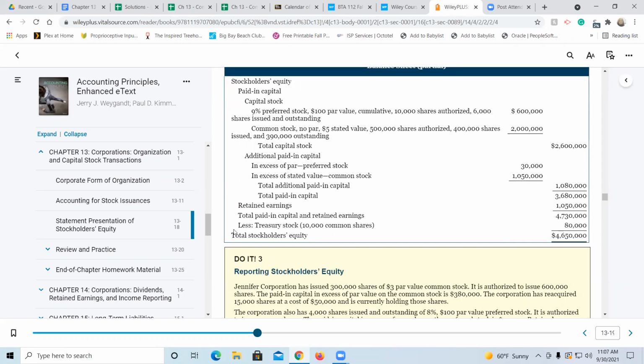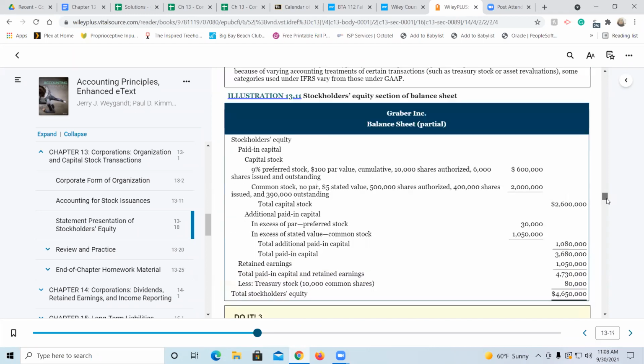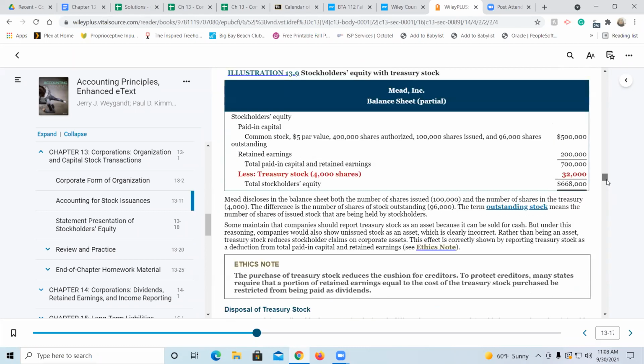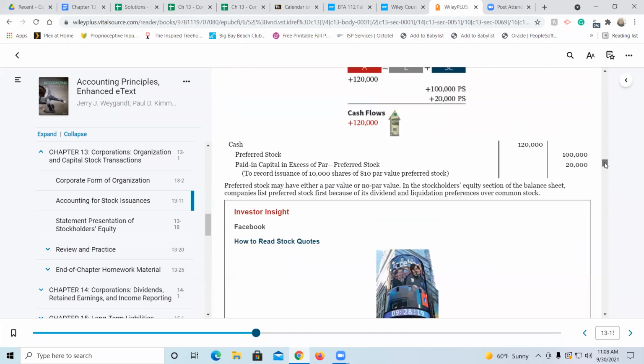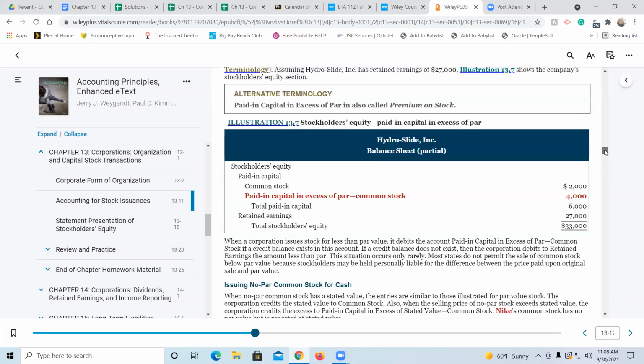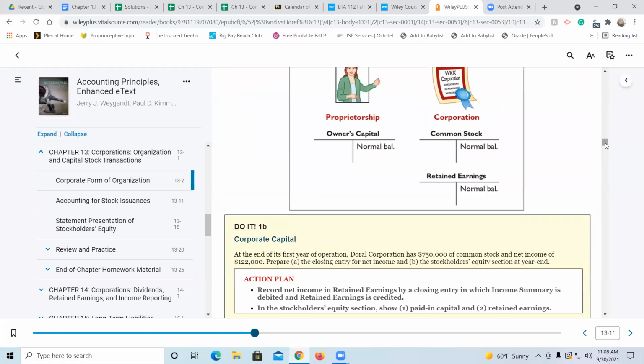So you don't know yet what this means, but if you use this example to guide you, if there's no treasury stock, then this balance would just be total stockholders equity. All right. So besides this example, there are a few other places in the book where you'll see the balance sheet being shown, how to build it.